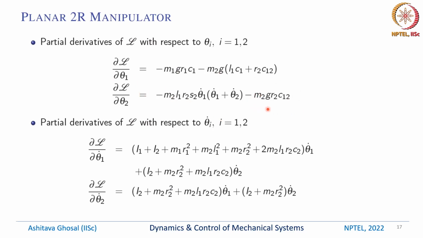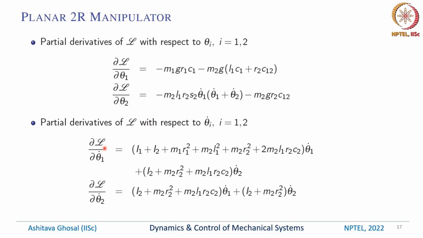We will of course have this gravity part, which is m2 g r2 c12, but we also have terms coming from c2 into θ1 dot and then (θ1 dot plus θ2 dot). Okay, so in the kinetic energy there was a term which contained c2 into θ1 dot multiplying (θ1 dot plus θ2 dot). So when you take the partial derivative of cosine, you will end up with minus s2. Okay, so this term will also come. The partial derivative of this Lagrangian with respect to θ1 dot and θ2 dot can also be obtained.